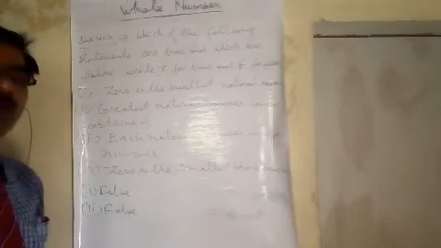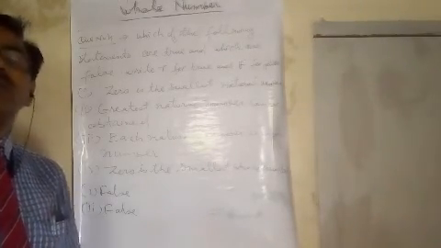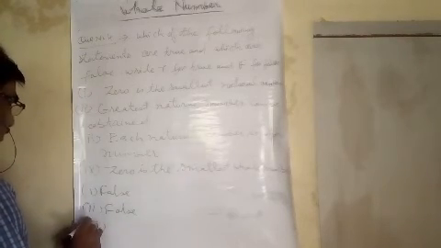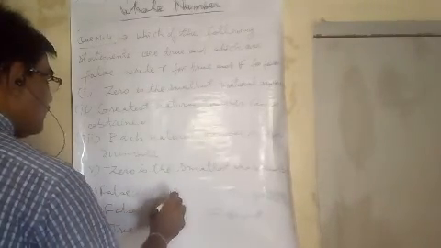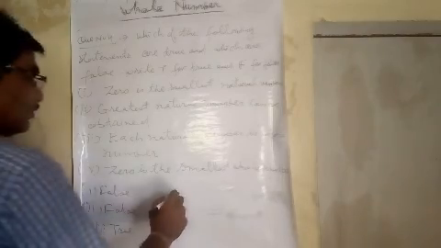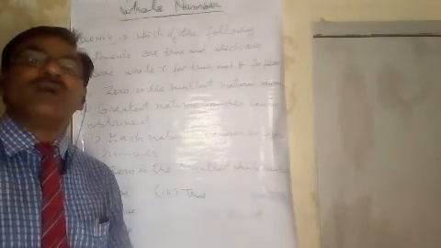Now third, each natural number is a whole number. It is true because whole numbers are 0, 1, 2, 3, 4, 5, 6 and so on, so natural numbers 1, 2, 3, 4, 5, 6, 7 and so on are whole numbers. The third statement is true. Now the fourth statement, 0 is the smallest whole number, is true because we know whole numbers are 0, 1, 2, 3, 4, 5, 6 and so on.